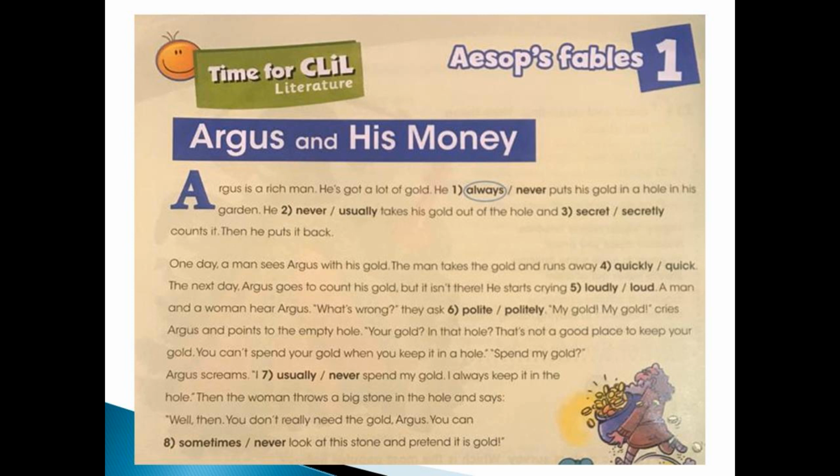"Spend my gold?" Argus screams. "I never spend my gold. I always keep it in the hole." Then the woman throws a big stone in the hole and says, "Well then, you don't really need the gold, Argus. You can sometimes look at this stone and pretend it is gold."